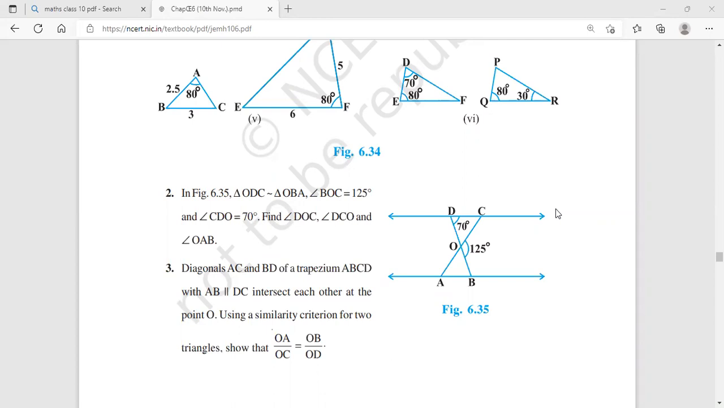So let's solve the second question first. Then we'll be solving different questions in a different order. So in the second question, they have given us a figure in which triangle ODC is similar to triangle OBA. Angle BOC is given as 125 and angle CDO is 70 degrees. Find angle DOC, DCO and OAB. So let's solve this problem.